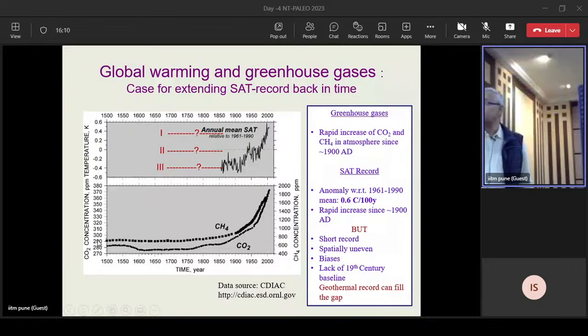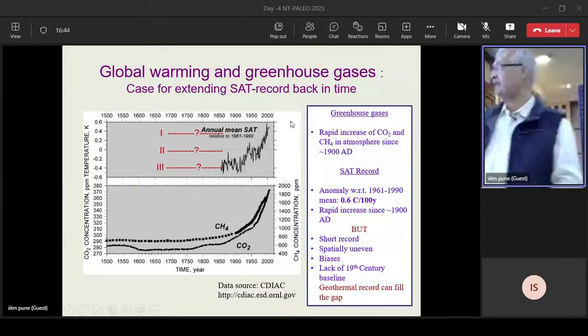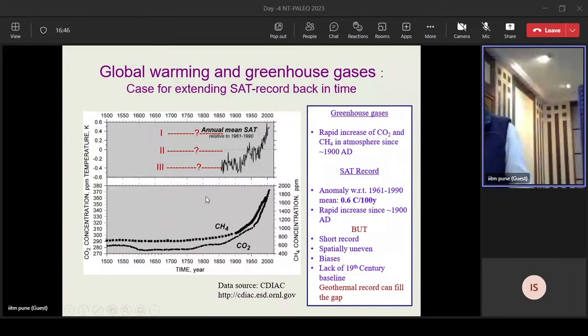Starting from about 1500, the curves are relatively flat, the concentrations more or less unchanged up to about 1850 AD. After that, there has been a concomitant rise in both carbon dioxide and methane concentrations up to the present. For example, now the carbon dioxide concentration is how much? Does anybody remember? Right. Similarly, methane is also increasing.